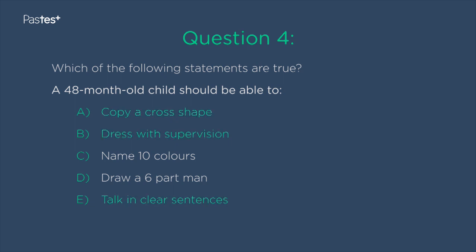So this concerns the developmental achievements of a normal 4-year-old child. We've discussed some of these in the last question. A 4-year-old child may well be able to name a few colours and to draw a basic man with head, limbs, and sometimes maybe a body. A 4-year-old child would normally be able to dress with supervision and talk in clear sentences. You'll be familiar with the good enough draw a man test, which starts from around the age of 3.